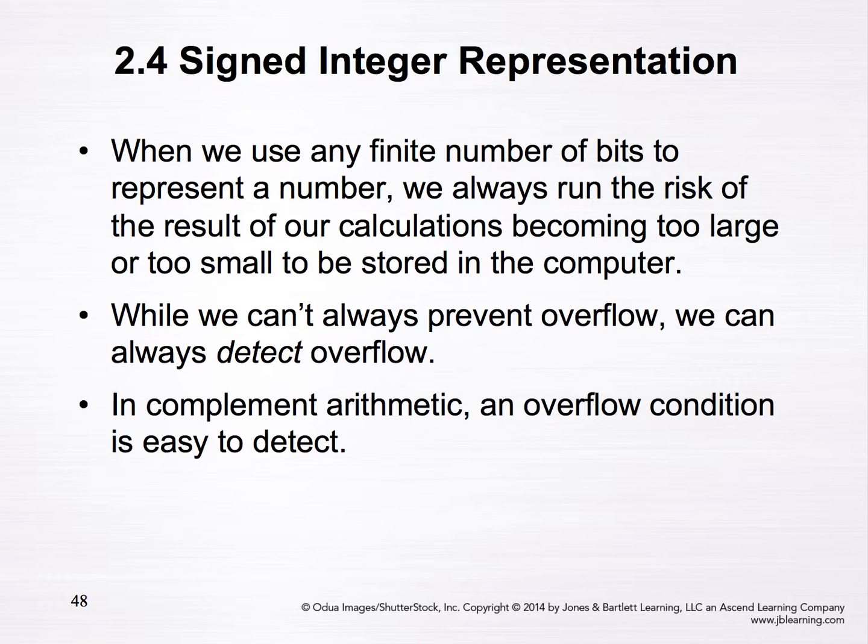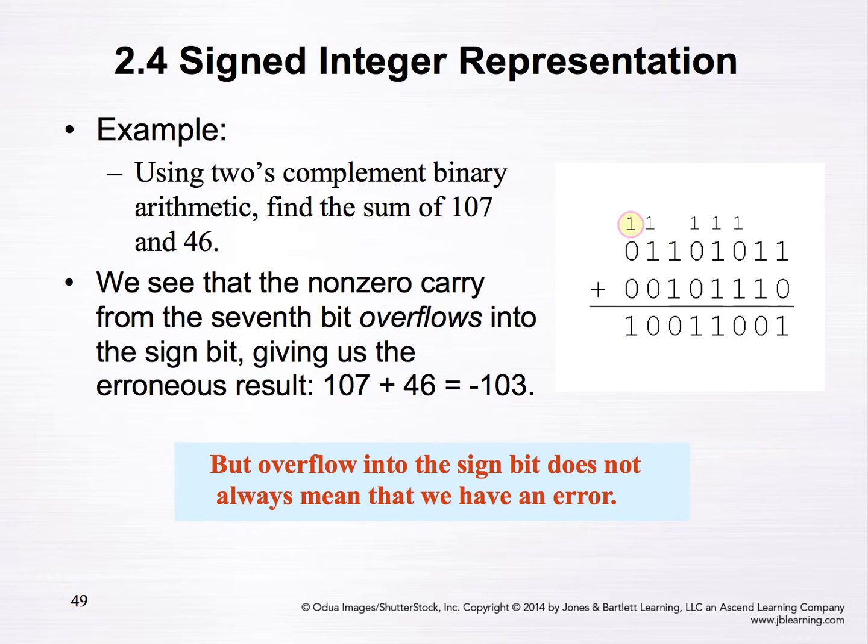When we use any finite number of bits to represent a number, we always run the risk of the result of our calculation becoming too large or too small to be stored in a computer. While we cannot always prevent overflow, we can always detect it. In complement arithmetic, the overflow condition is easy to detect. Okay, so here's an example.